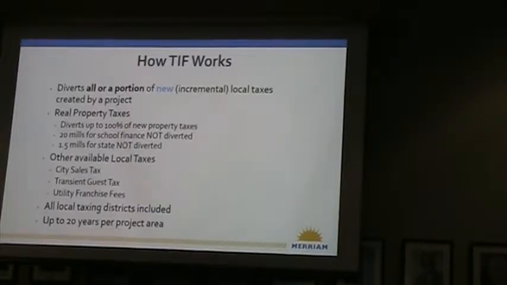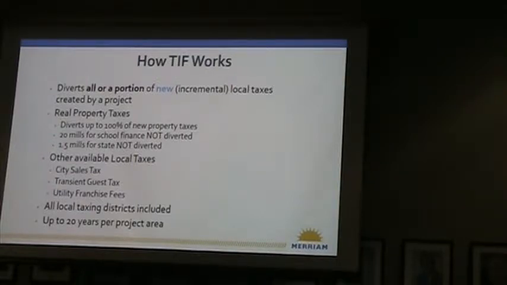How TIF works. TIF essentially diverts all or a portion of new incremental local taxes created by a project. Once again, it's incremental, and it's all or a portion of it. It doesn't have to be all of them. We historically have offered up 100%, but you don't have to offer up 100% of the incremental taxes. It's for real property taxes. That's going to be, it diverts 100% of the new property taxes, except for the 20 mills that's statutorily required to go to the state for education, and the 1.5 mil that goes to the state's general fund.